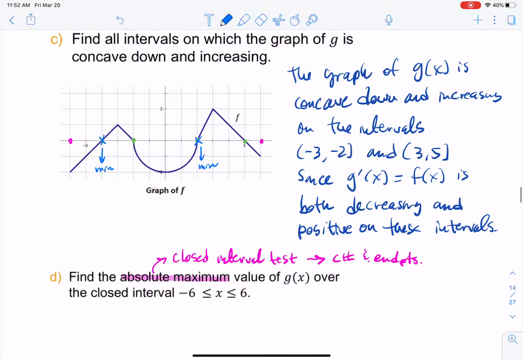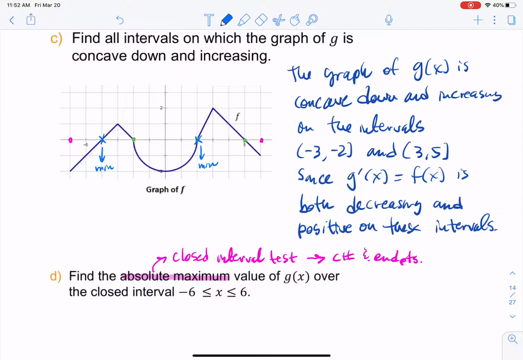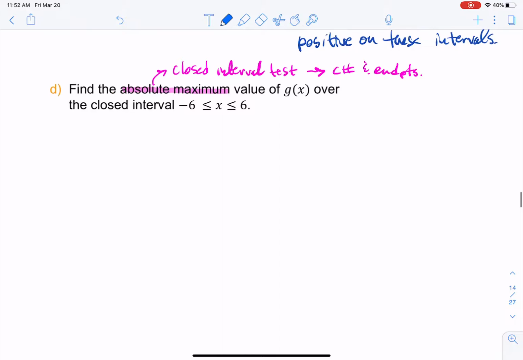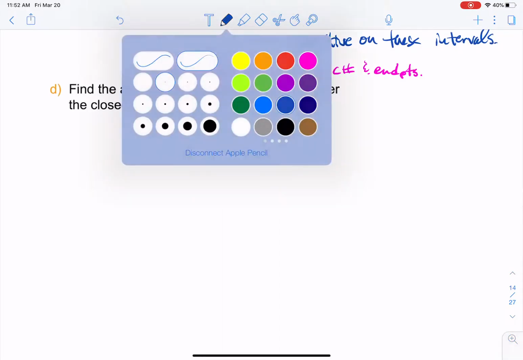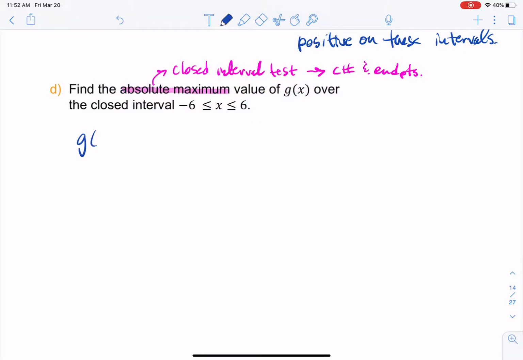And in order to actually find each one of the values, we need an equation, so we can stick our critical numbers back into the equation and our endpoints back into the equation. And it'll look something like this. It was the same equation that they gave us, that g of x is equal to 3 plus the definite integral from 0 to x of f of t dt.